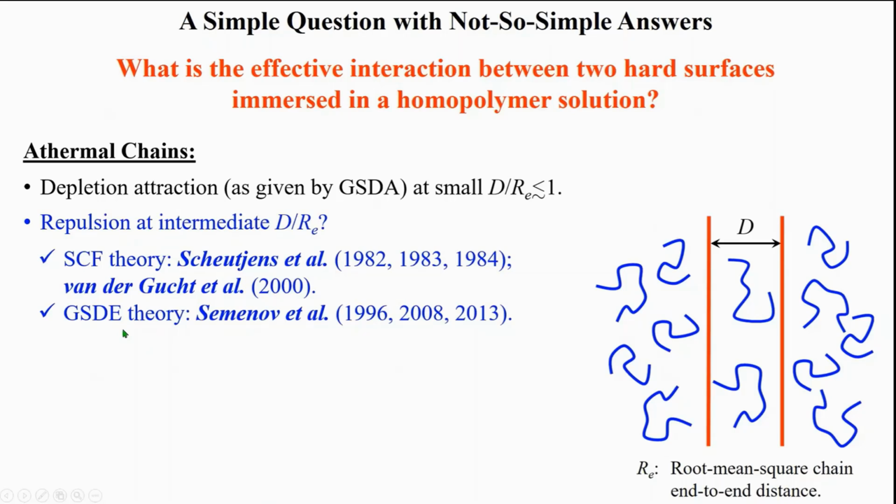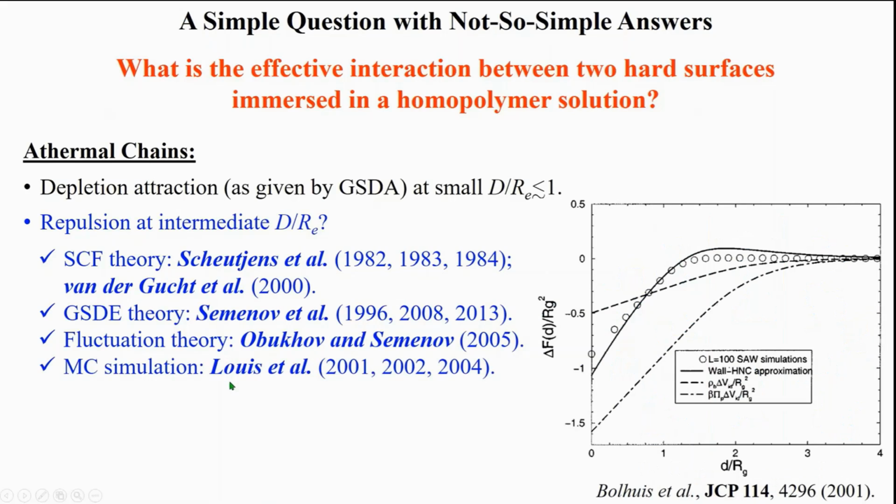On the other hand, all these theories neglect the system fluctuations. Obukhov and Semenov showed that such fluctuations can also induce a repulsion between the two surfaces. They called it the anti-Casimir effect. The best way to validate their theory is, of course, via molecular simulations.